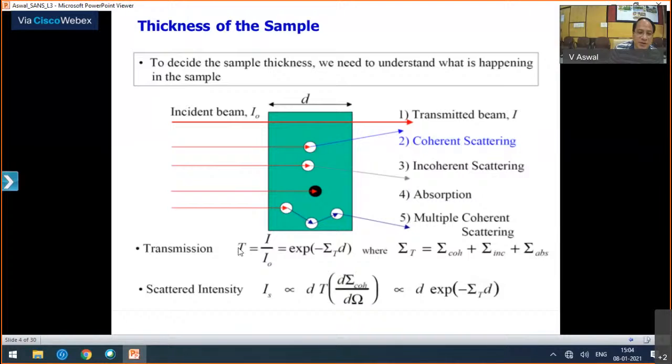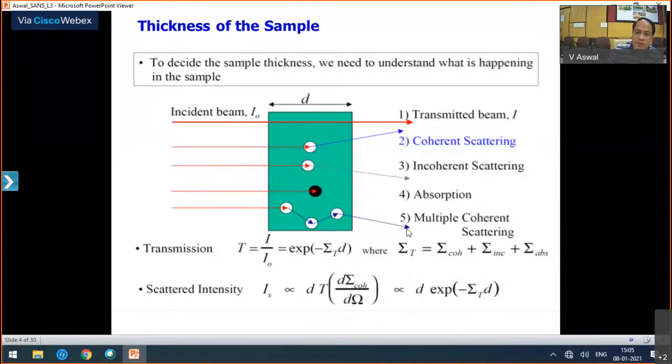Then transmission is the transmitted intensity divided by the incident intensity of the neutrons. You can write it with an exponential expression, where sigma t is the total macroscopic cross section, and d is the thickness of the sample.